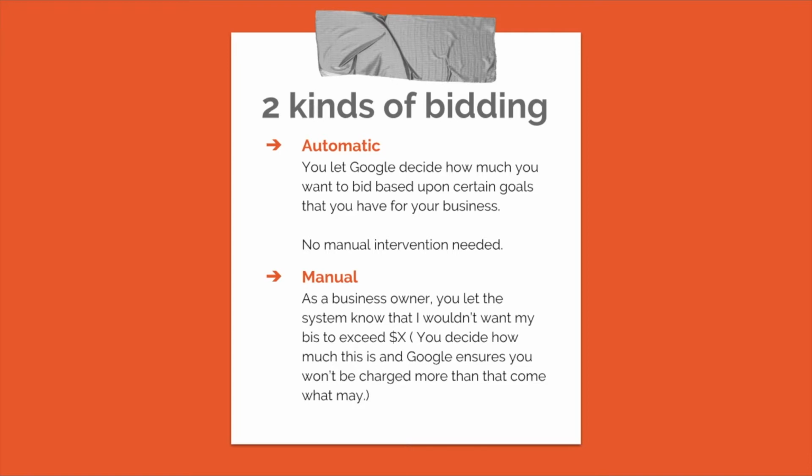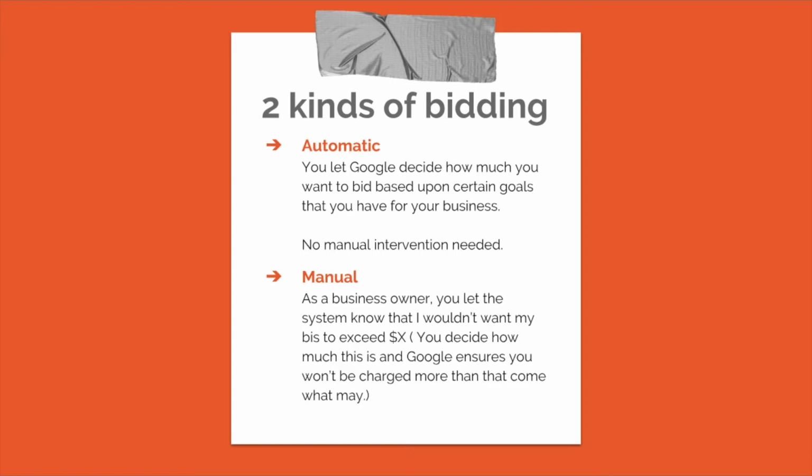Let's say for every $1 I spend on my Google Ads, I want to get a 500% return. For $1 I spend, I want to get $5 return on my ad spend. If that's my goal, I need to choose automatic bidding so that Google automatically increases or decreases my bids to attain the goal that I have in mind. It also means that there is no manual intervention needed. You don't need to do anything manually. You don't need to fluctuate your bids. You don't need to increase or decrease them. They get done automatically when you have opted for the automatic bidding option.